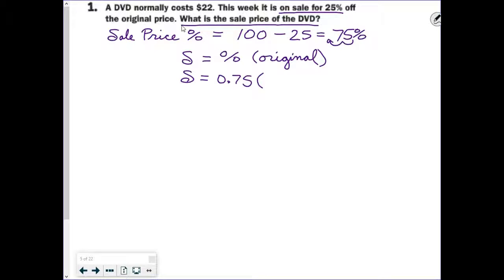Well, the original price, it says it is normally $22. So it would be 0.75 times 22. So we would take our calculator and determine the cost of 75% of $22. So 0.75 times 22 equals 16.5. But remember, it is a sale price, so it would be $16.50.